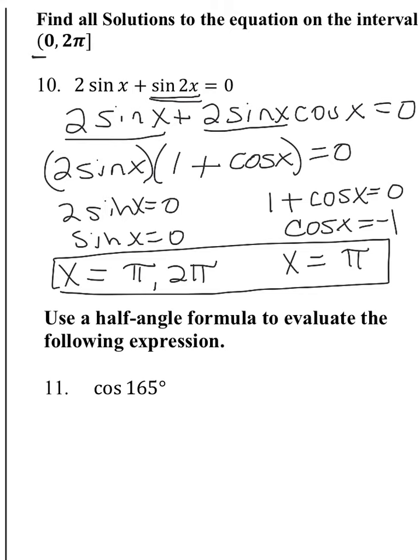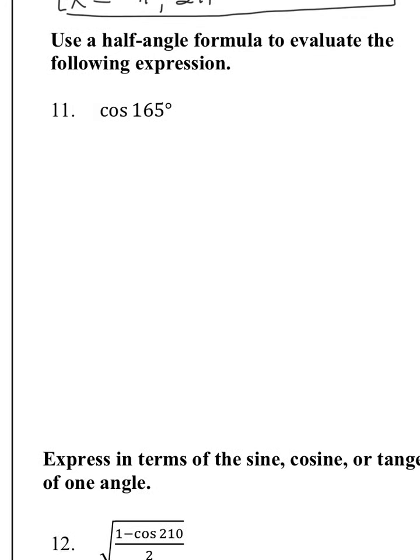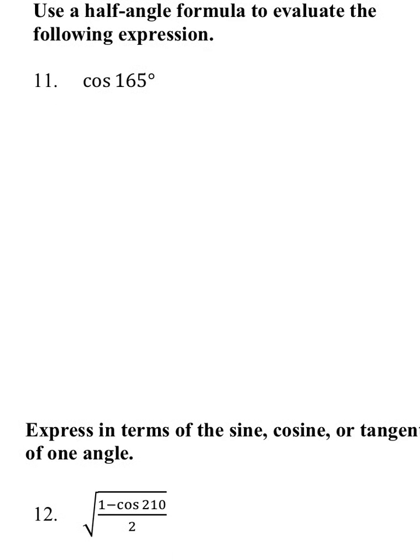Okay, question 11. In question 11, we're going to use the half angle formula to evaluate the following expression. We have cosine of 165. If I want to rewrite my cosine of 165 into a half angle, then I would need cosine of some angle divided by 2. That some angle, whatever it is, is going to give me 165. So what is that angle?